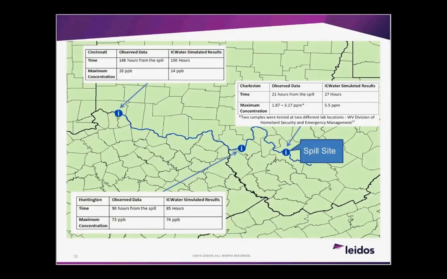You can see from looking at this data that in some cases the results with respect to time of travel were very, very close. At Huntington, the observed peak was at 90 hours after the spill. The simulated result was 84 hours. And the concentrations were quite close in terms of peak concentrations. At Cincinnati, again, very close with respect to time of travel. The model underpredicted what was observed with respect to the peak concentration. But still, the results were used by the decision makers to make some decisions about closing their intake and then reopening it.